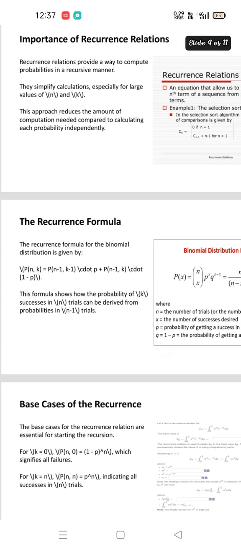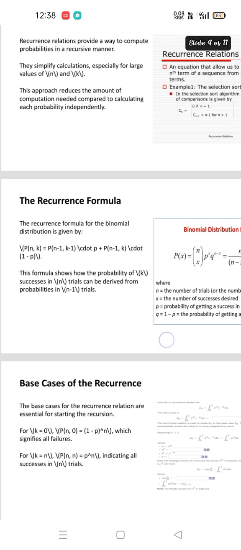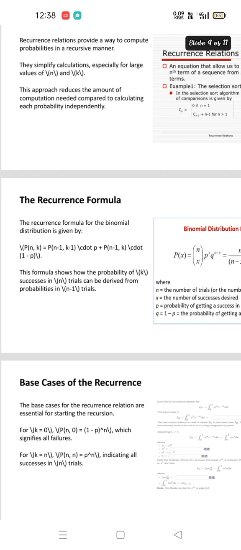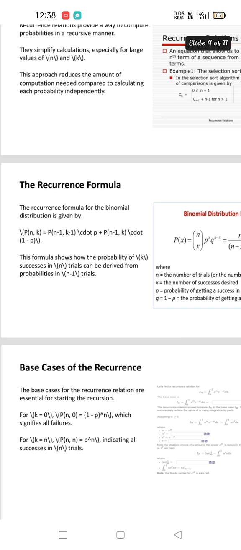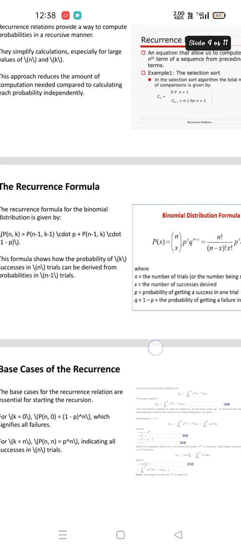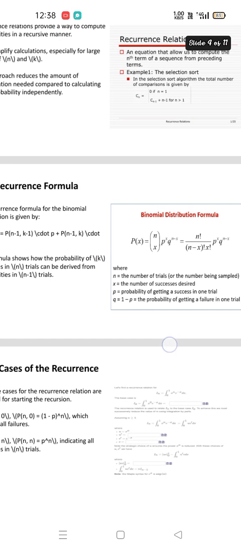The recurrence formula for the binomial distribution is given by P(n, k) = P(n minus 1, k minus 1) times p plus P(n minus 1, k) times (1 minus p). This formula shows the probability of k successes in n trials can be derived from the probabilities in n minus 1 trials.